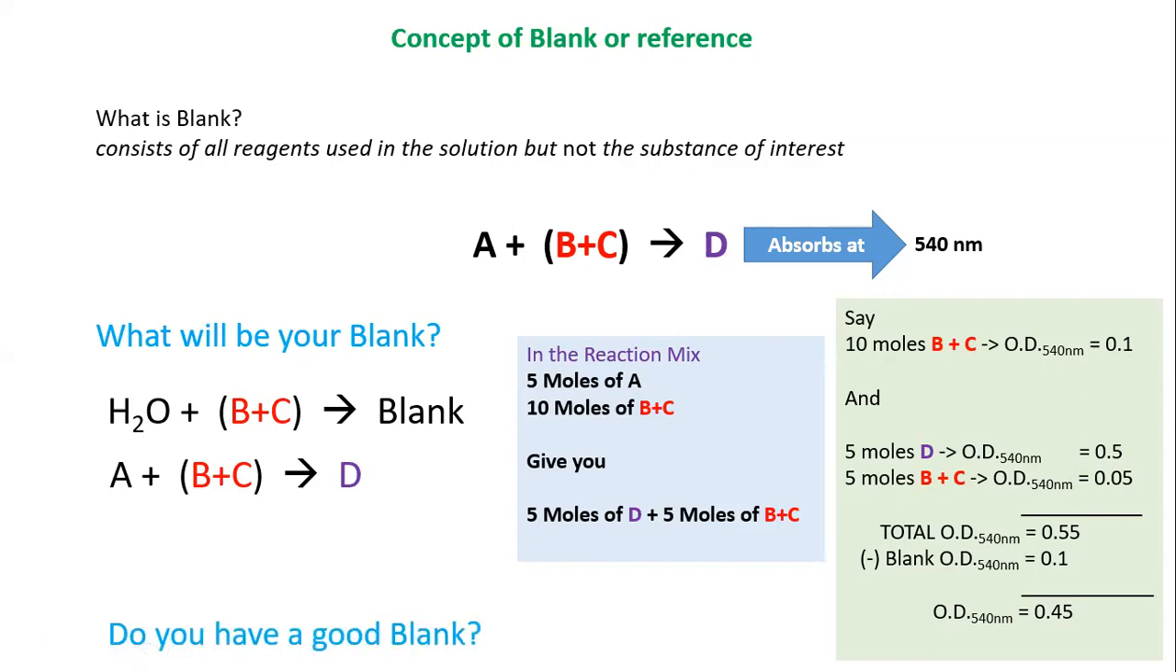Or if it is not, obviously it is not, because it is giving you an absorption of 0.45 instead of 0.5. So there is an error of 0.5 that is getting added here, and you don't want any error while you are measuring the concentration, right? So the question was, what will you do in order to make your blank a good blank, right?